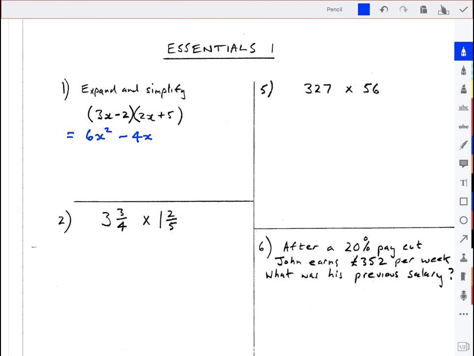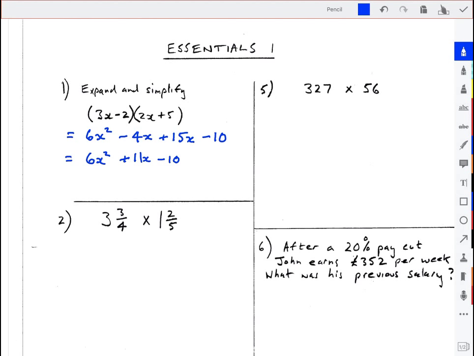Now we're going to multiply the first bracket by the plus 5. 3x times plus 5 is plus 15x. Minus 2 times 5 is minus 10. And now we can collect together the middle two terms in x, so we get 6x squared, minus 4x plus 15x is plus 11x, minus 10.